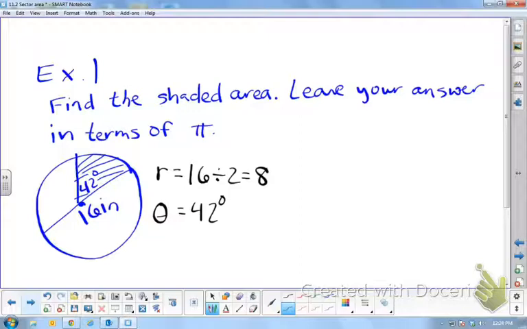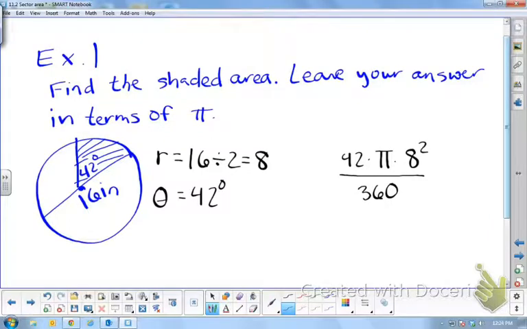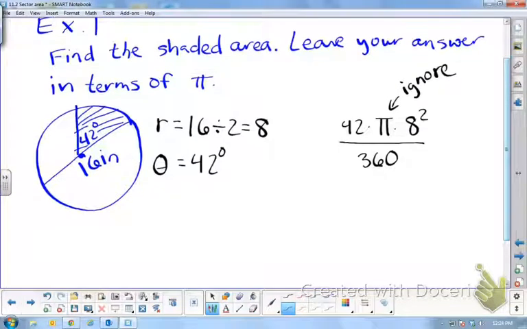Formula was theta times pi, so 42 times pi, times radius squared, so we replace r with 8, over 360. Now I wanted this answer in terms of pi, so pi should never go away. We're going to ignore this. It just comes down for the rest of the problem, but it's not something we're going to put into our calculator. So we're going to multiply 42 times 8 squared, which gives us 2,688 pi over 360.